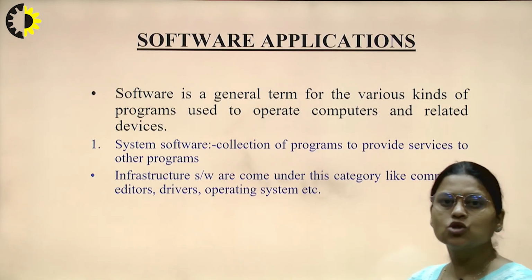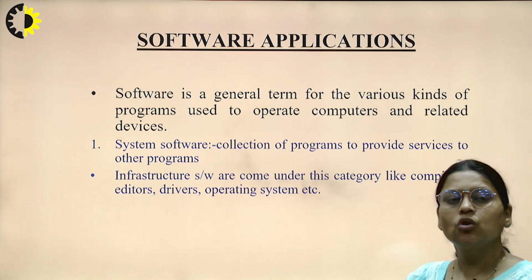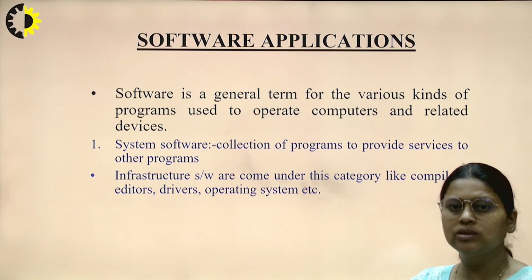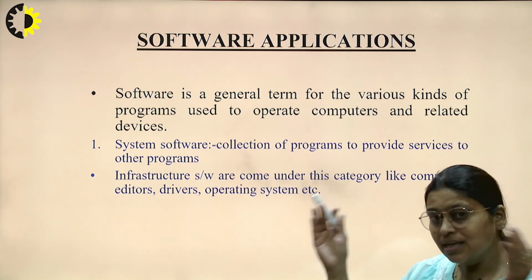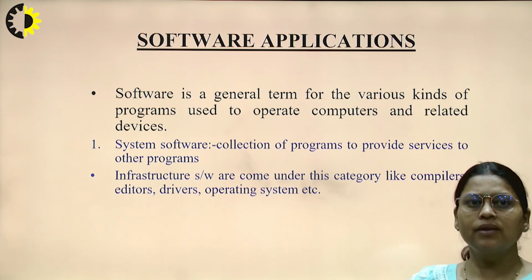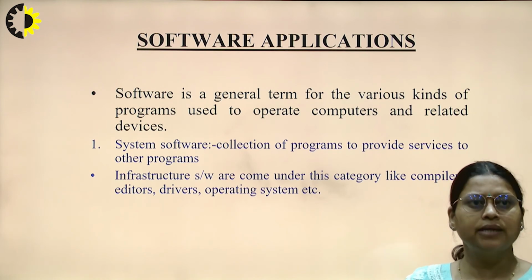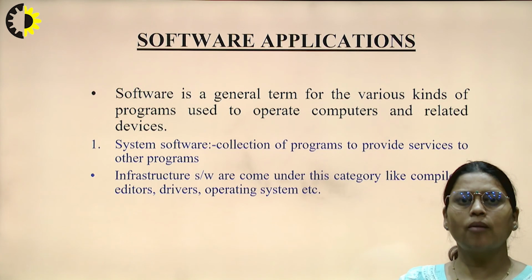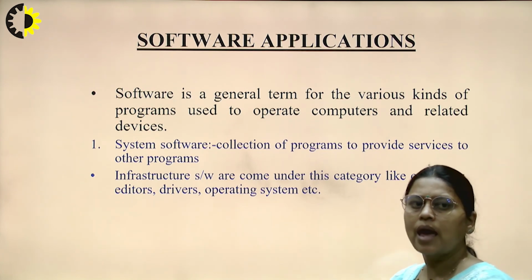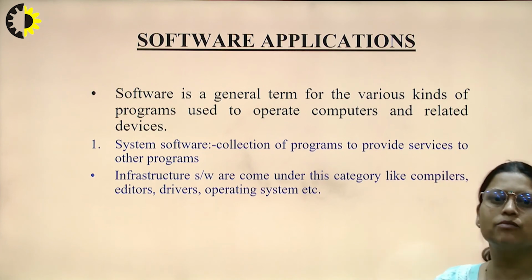Now, we come to the software applications. There are various applications of software that we have used. We can say that software is used in various areas. Software is a general term for the various kinds of programs that are used to operate computers and related devices. Now, the first application of software is system software.